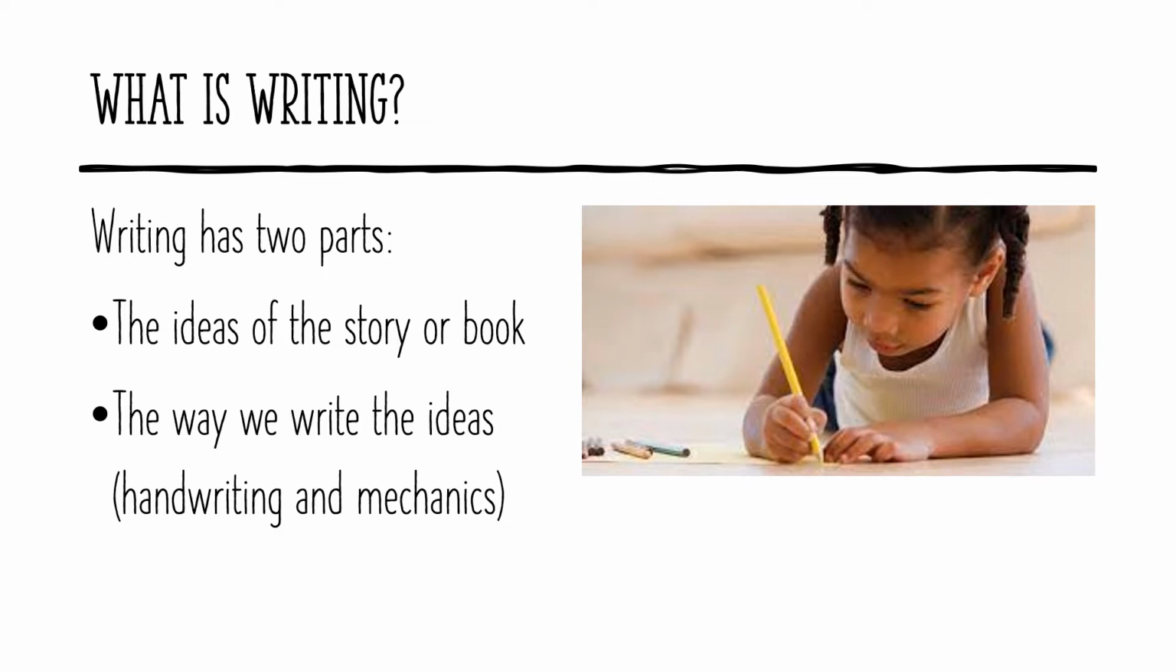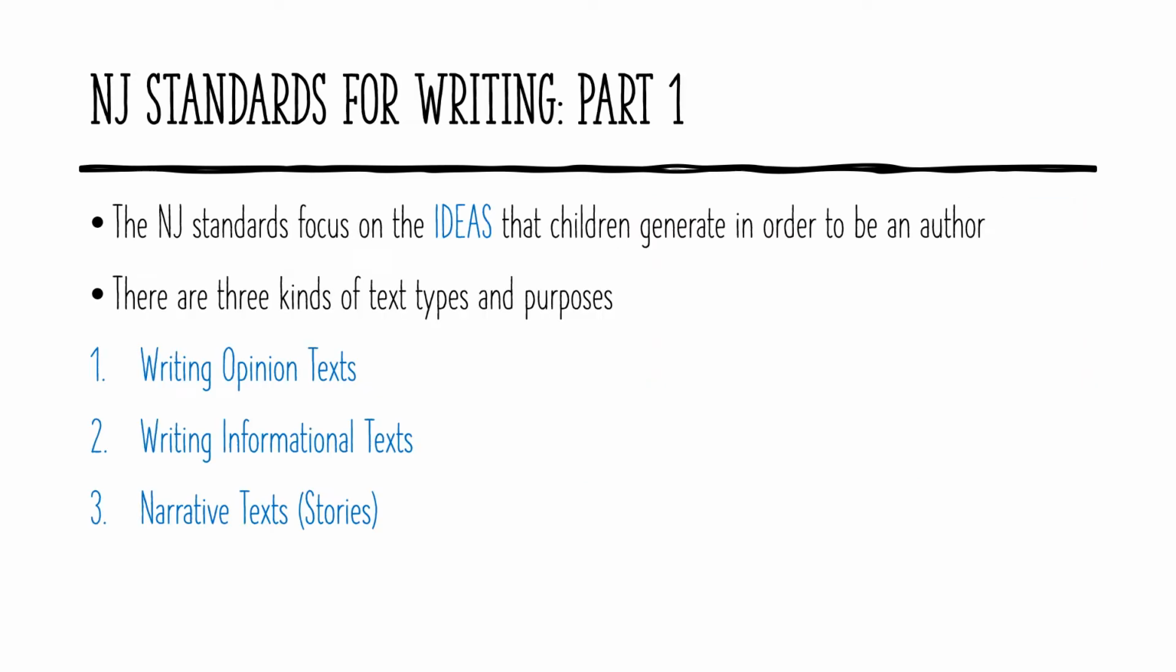First, I want to start by discussing what is writing, because we use that word in a lot of different ways. Writing has two parts. It's the ideas of the story or the book that you're writing, and then there's the way we write the ideas, like handwriting and mechanics. The New Jersey standards for writing are focused on the ideas that children generate in order to be an author. So think of the New Jersey writing standards as preparing children to be authors.